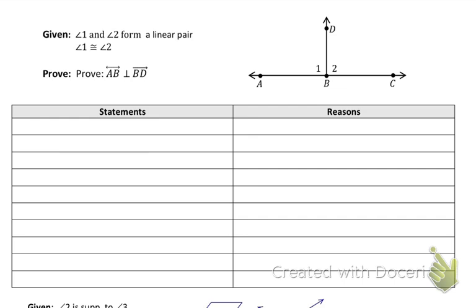Now, the first thing I want to do is say the given. So I want to say 1, angle 1 and angle 2 form a linear pair. That is given. I'm going to skip the second given for right now. I have angle 1 equals angle 2. That's cool, or congruent. Let's hold on to that for a second because I see a fancy word, linear pair.